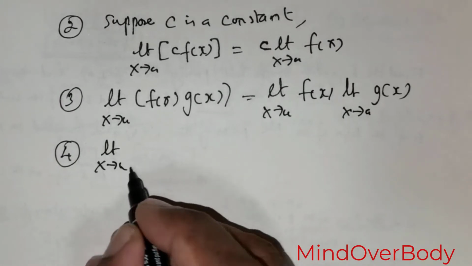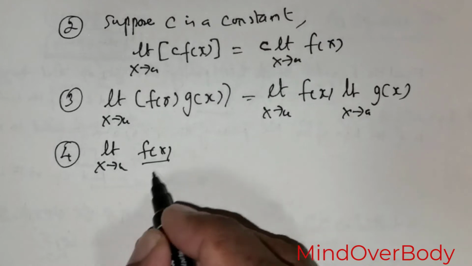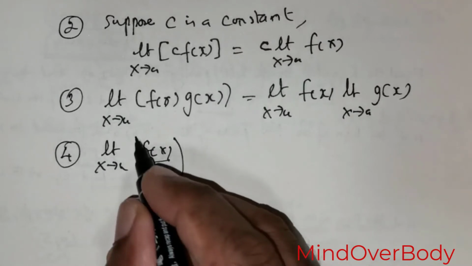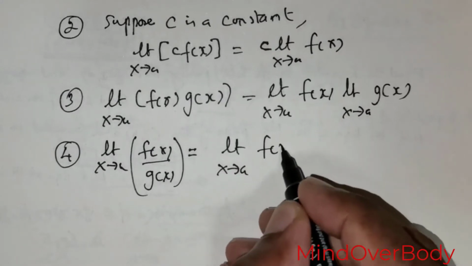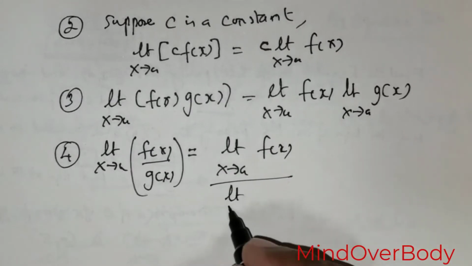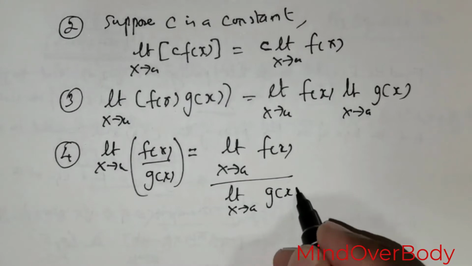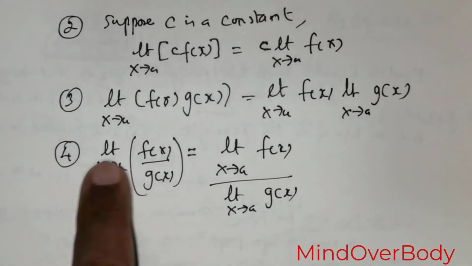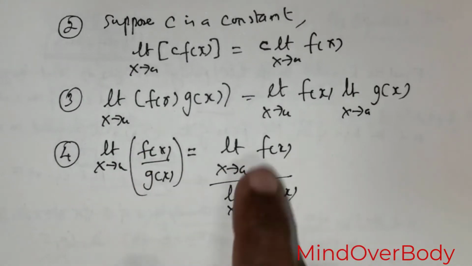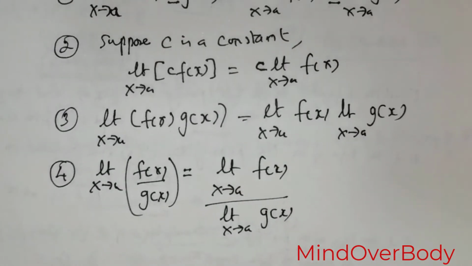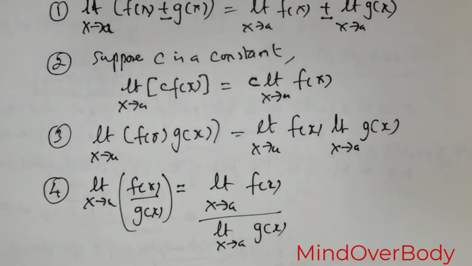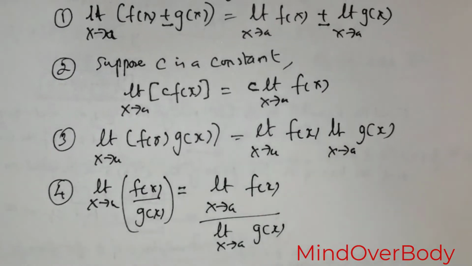Limit x tending to a of f of x divided by g of x is equal to limit x tending to a of f of x divided by limit x tending to a of g of x. The limit of the quotient is equal to the quotient of the limits. So these four laws are very important and have to be used whenever we are dealing with limits.